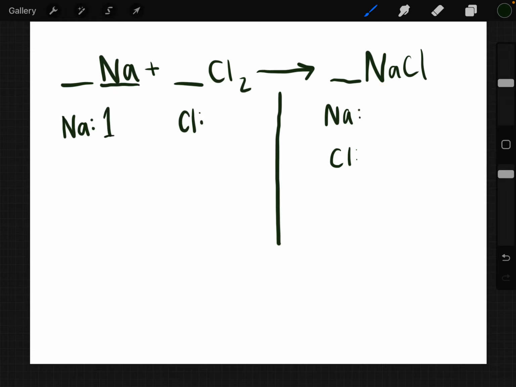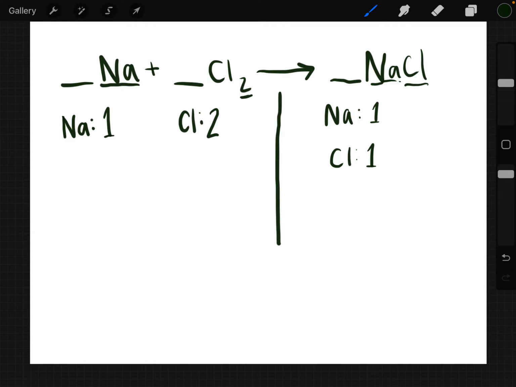Right here, there's only one Na, so I'm just going to write a 1 right there. Right here, there's 2 Cl's, because that little subscript says that there's 2, so I'm going to write a 2. Over here in NaCl, there's just 1 Na right there, and there's just 1 Cl right there.